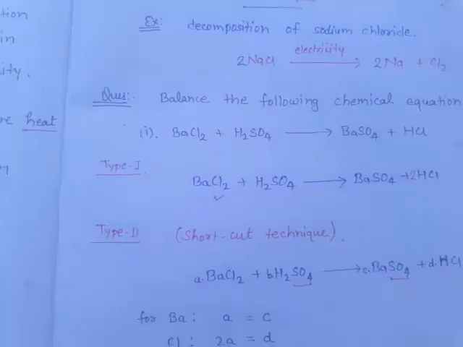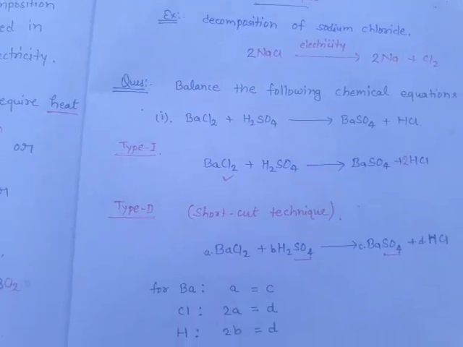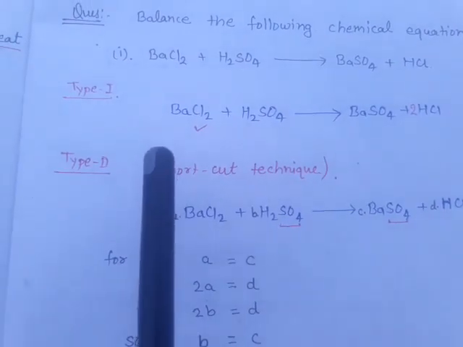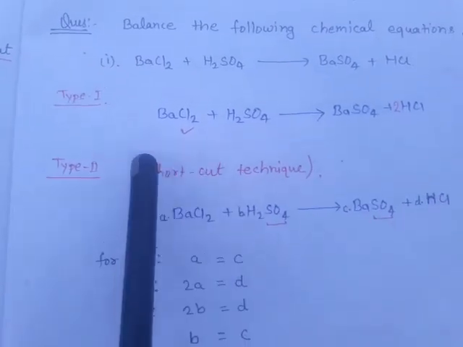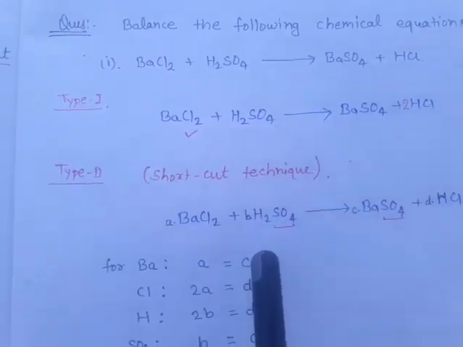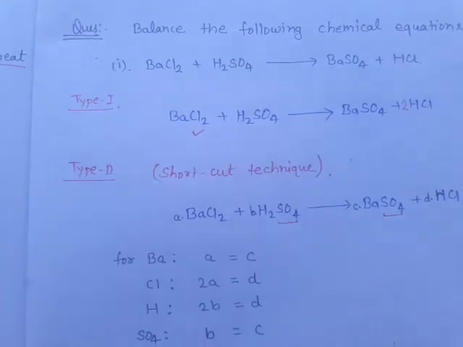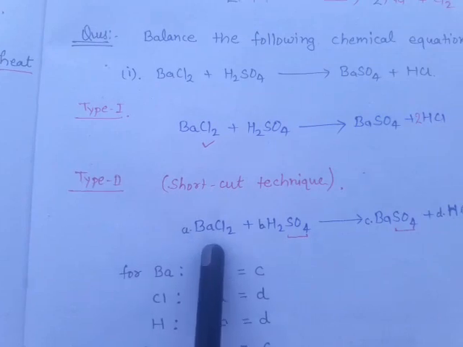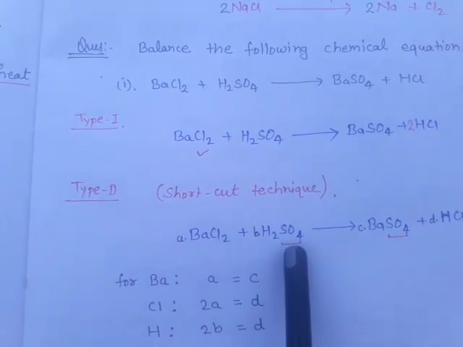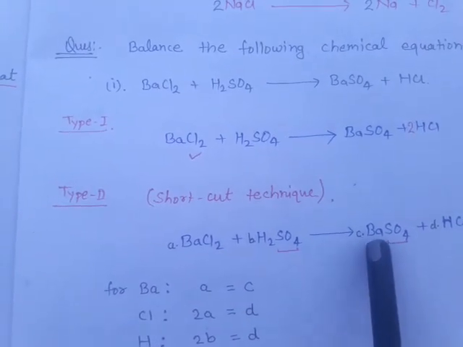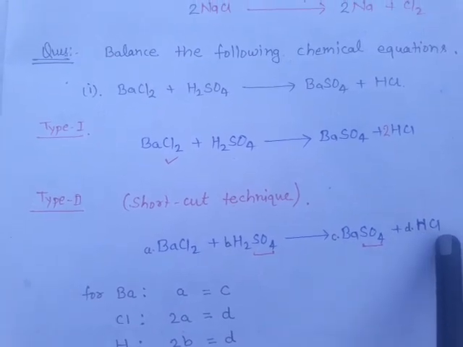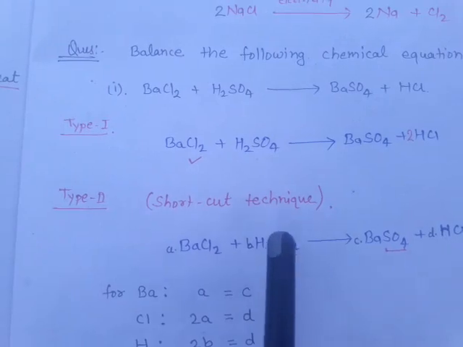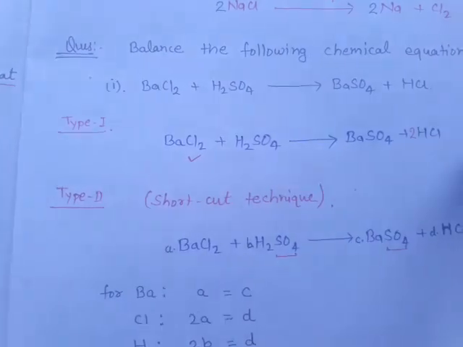The next type is the shortcut technique method. In this method we make some substitution in the equation: we write constant variables, small a BaCl2, small b H2SO4, small c BaSO4, small d HCl. Here we write small a, b, c, d as variables in front of each compound.